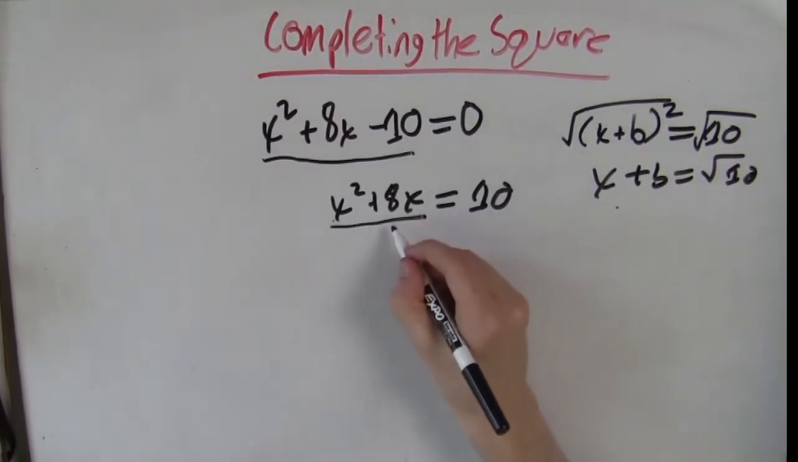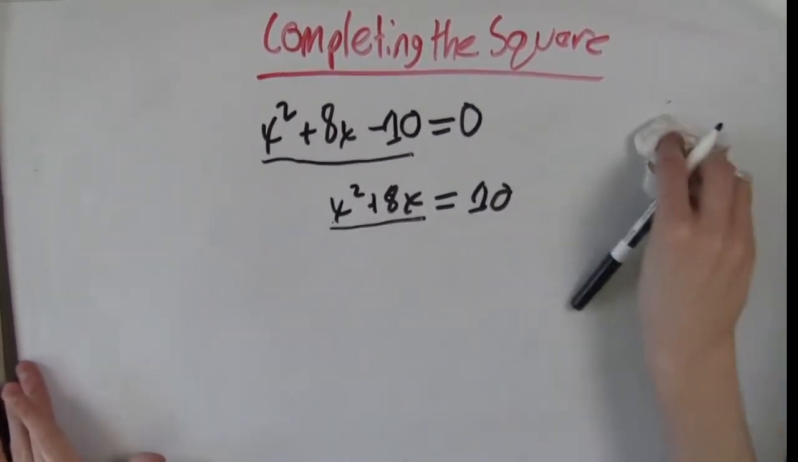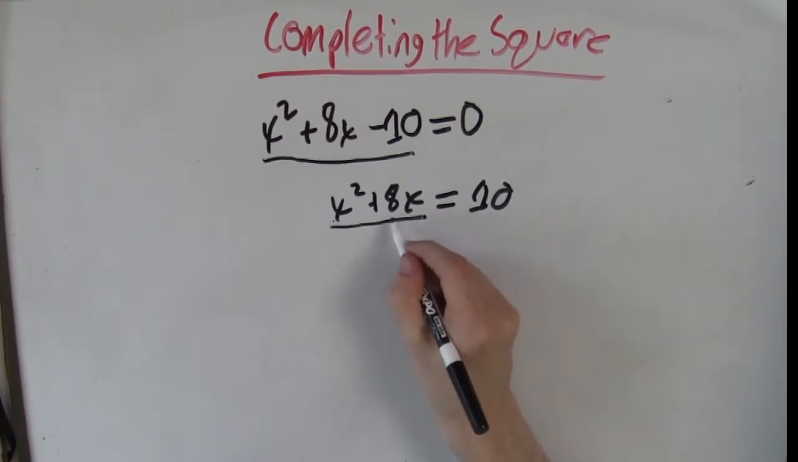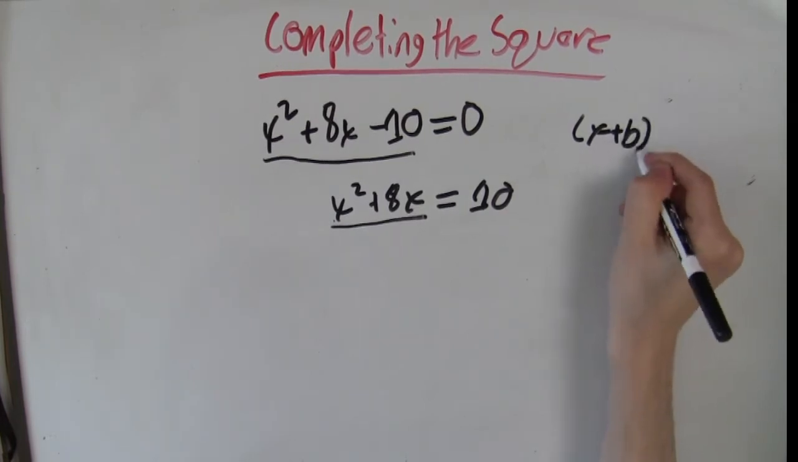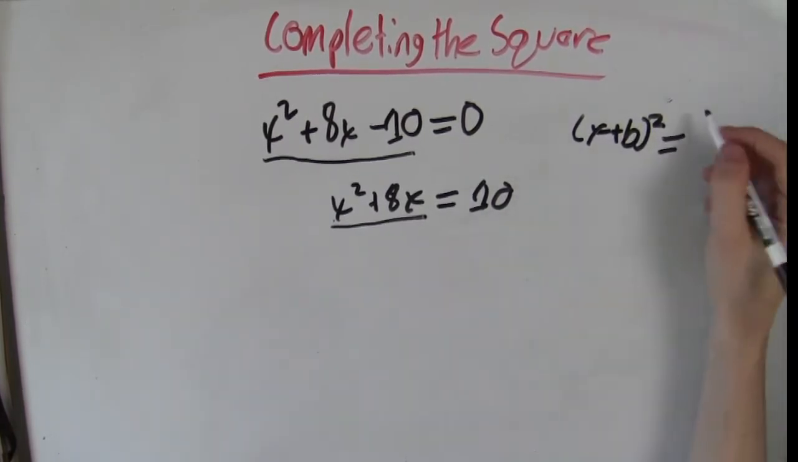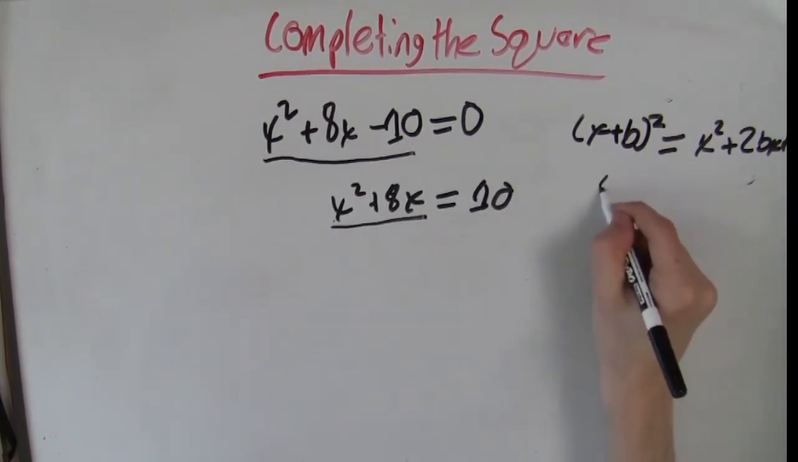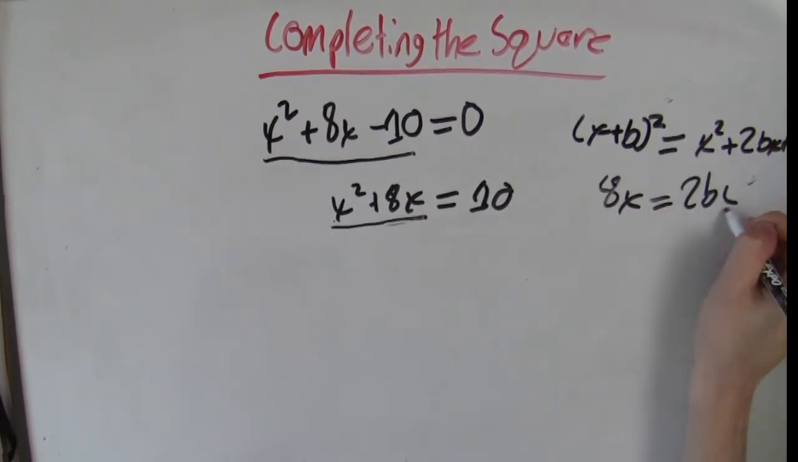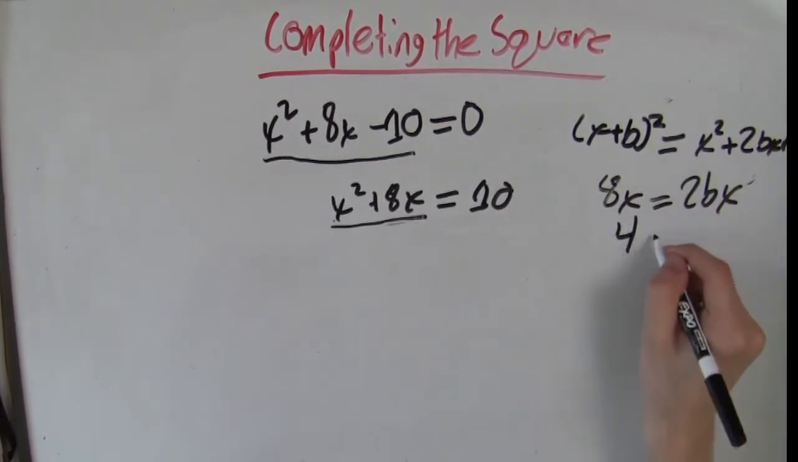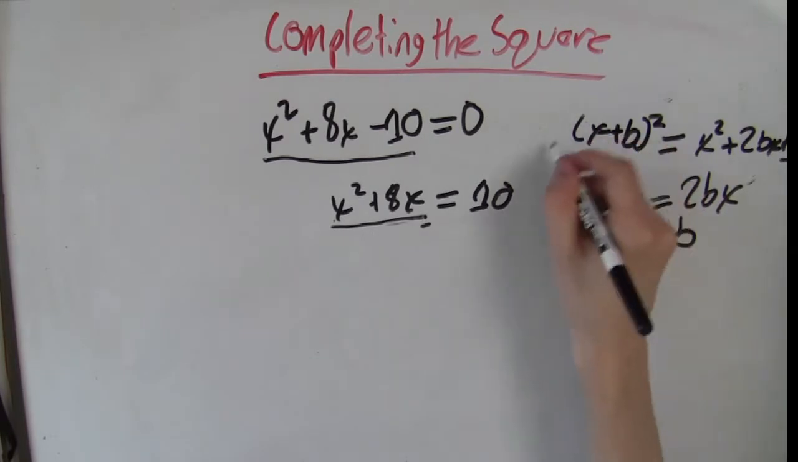So here's what we're going to do. What do I have to add to both sides to make this a square, right? Well, one thing I know about squares is that if I have x plus b squared, and I expand that, it's going to be x squared plus 2bx plus b squared, right? So this 8x term in our example is the 2bx term. So I can do some math and I get 4 equals b, right? So I need to add a b squared term to both sides so I can simplify this out.